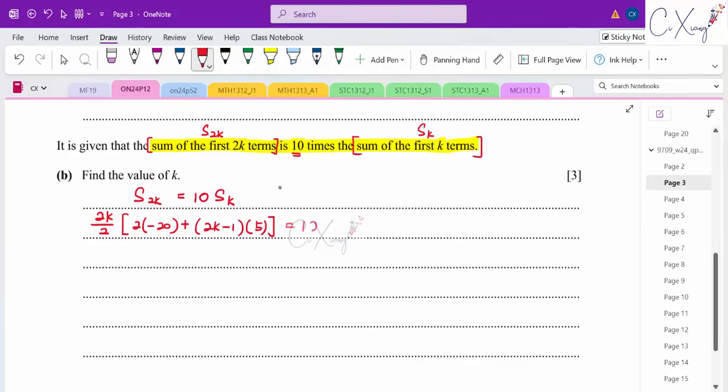Equals to 10 times of, okay, so Sk. k is the n divided by 2. Okay, then 2a plus n minus 1. So now the n is a k. d is still a 5. Okay, so maybe I should put a flower bracket here.